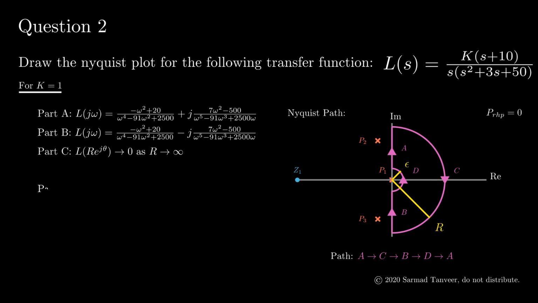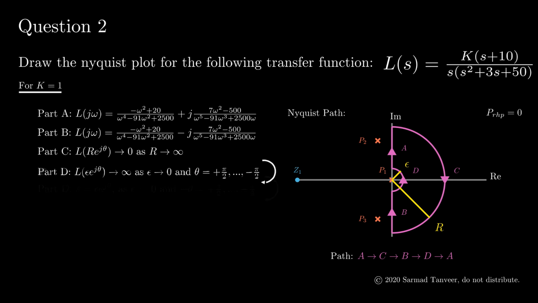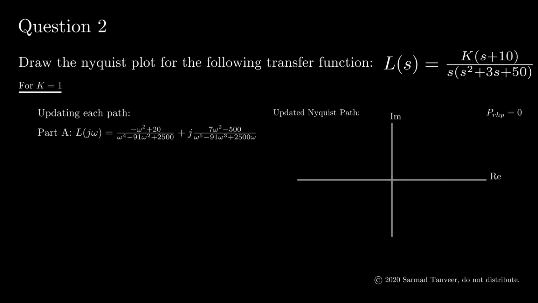For part D, we substitute epsilon times e to the j theta, as epsilon goes to 0. After some simplification, we obtain this term, 1 over 5 times epsilon multiplied by e to the power of negative j theta. Since our e term is now to the power of negative j theta, this effectively flips the direction of part D. Its behavior goes from counterclockwise to now being clockwise instead. In terms of the magnitude of this term, we have the term 1 over 5 times epsilon. As epsilon approaches 0, this term will grow to infinity. Therefore, part D has a radius of infinity and has a clockwise direction. We can now update each path on our plot.